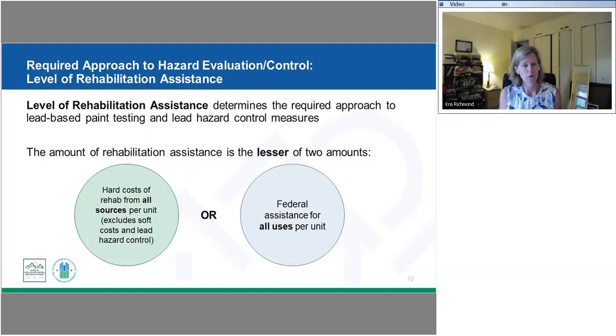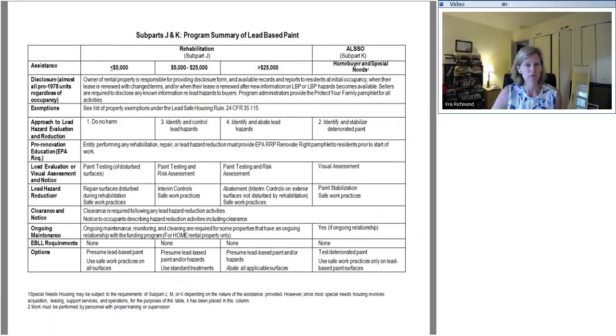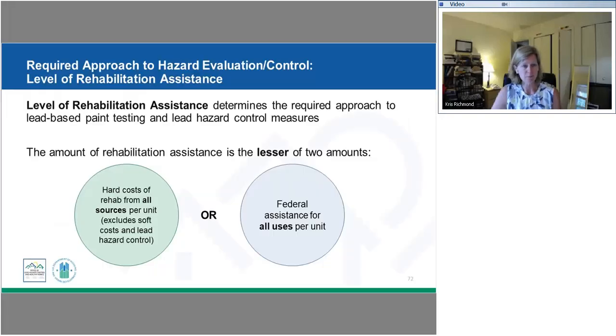Okay, so we've been talking about these three different categories for a while now. Let me show you the three categories: the equal to or less than the $5,000, the $5,001 to $25,000, and the greater than $25,000. So that's what I mean by these three different categories.